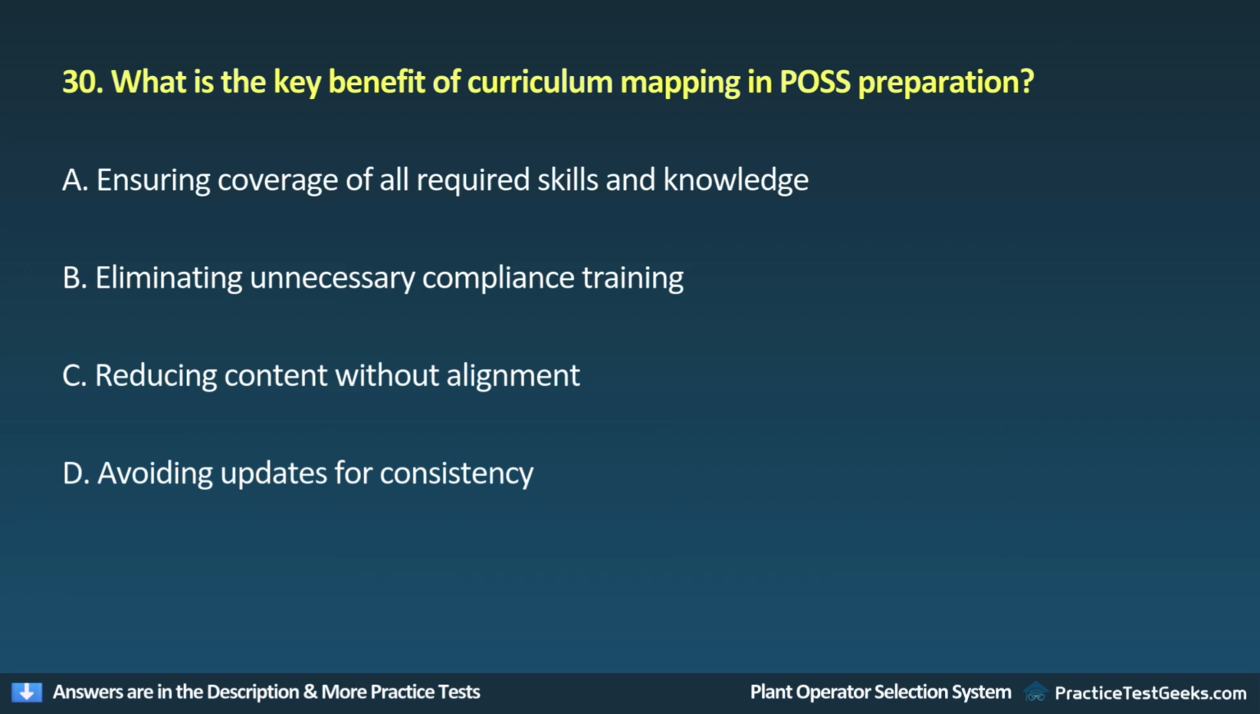30. What is the key benefit of curriculum mapping in POSS preparation? A. Ensuring coverage of all required skills and knowledge. B. Eliminating unnecessary compliance training. C. Reducing content without alignment. D. Avoiding updates for consistency.